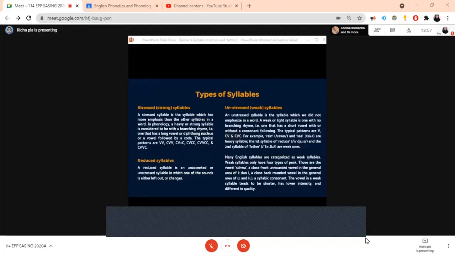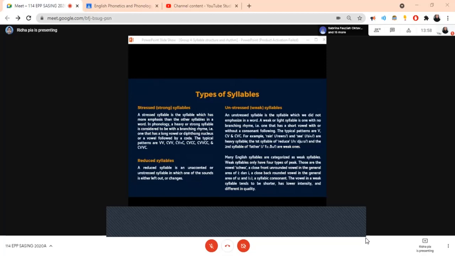The types are stressed syllable, unstressed syllable, and reduced syllables. So, a stressed syllable is a syllable which has more emphasis than the other syllables in a word. In phonology, a heavy or strong syllable is considered to be one with a branching rhyme. For example, one that has a long vowel or diphthong nucleus, or a vowel followed by a coda. The typical patterns are vowel-vowel, consonant-vowel-vowel, consonant-vowel-consonant, consonant-vowel double consonant, consonant-vowel-vowel double consonant, and consonant-vowel-vowel consonants.